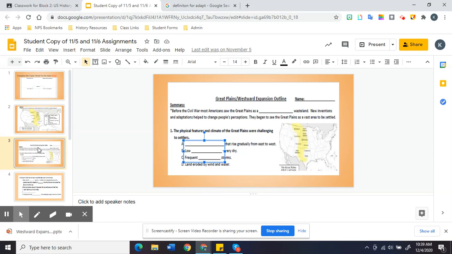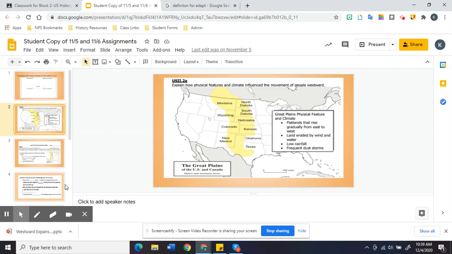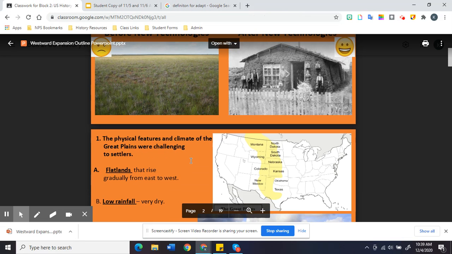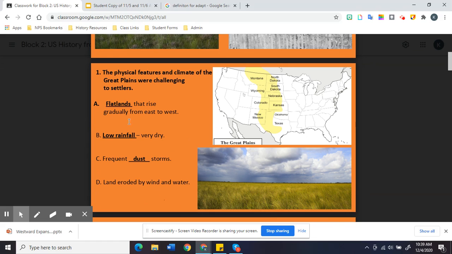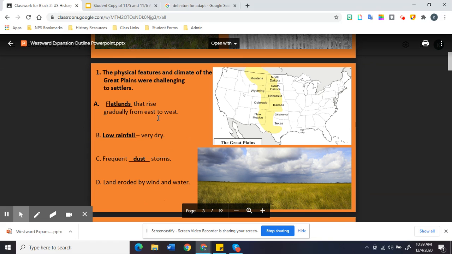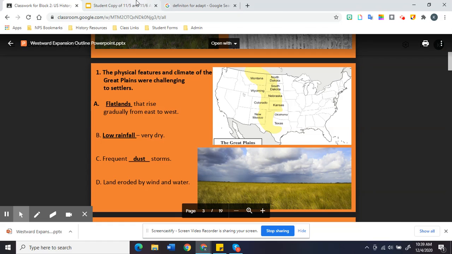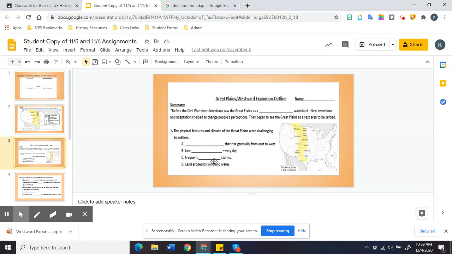Then we're just going to recount those physical features we talked about. So the physical features: flat lands that rise gradually from east to west, low rainfall, frequent dust storms, and land eroded by wind and water. So you'll fill in those 3 blanks right here as well. And that's it for slide 3. And once you get those, move on. You can pause here to fill in slide 3.